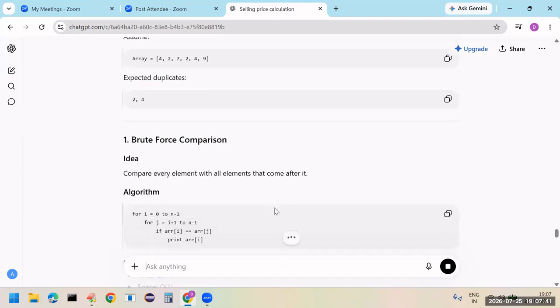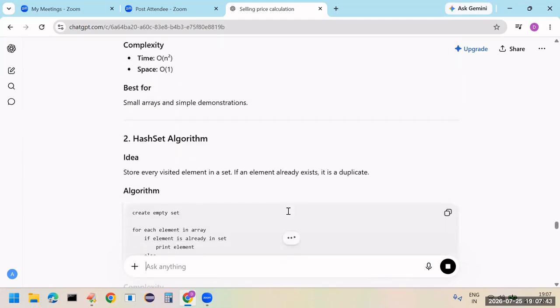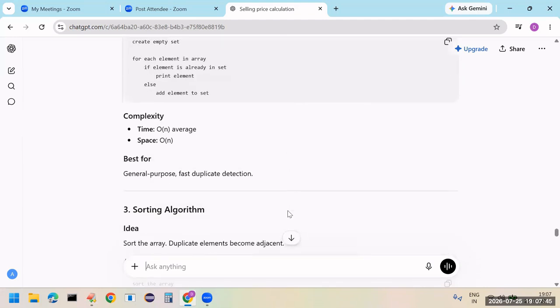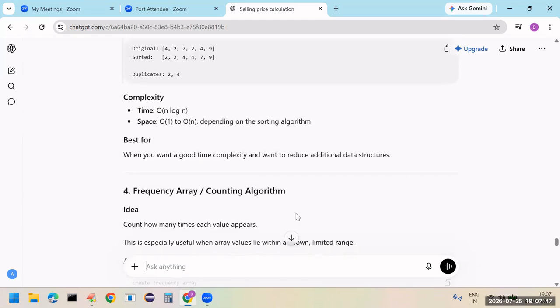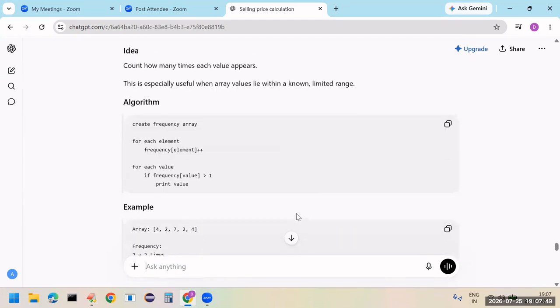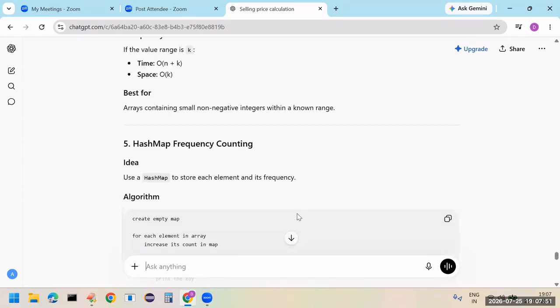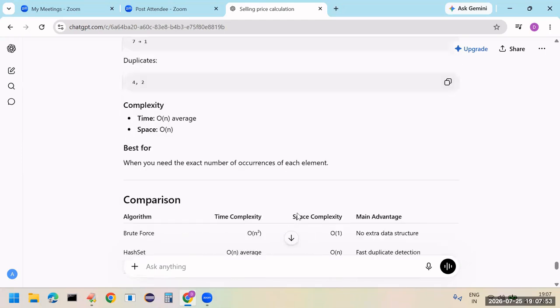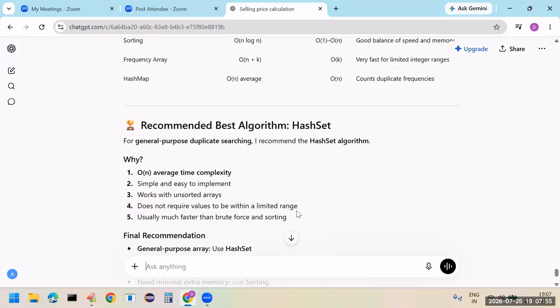Sir, what is the first one? Brute force comparison. What is the second one? Hash set algorithm. Third one, sorting algorithm. Fourth one, frequency array or counting algorithm. Fifth one, hash map frequency counting. Now, which is the best? Hash set. Understood, friends? Yes, yes. This is useful, I think.